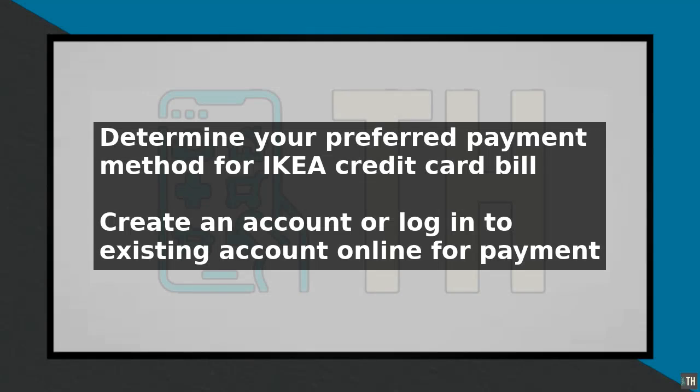To pay for your IKEA credit card, you can follow these simple steps. First, you need to determine which payment method you prefer, as IKEA offers several options for making payments. You can pay your IKEA credit card bill online by visiting the Community Capital Bank website, which is the issuer of the IKEA credit card.